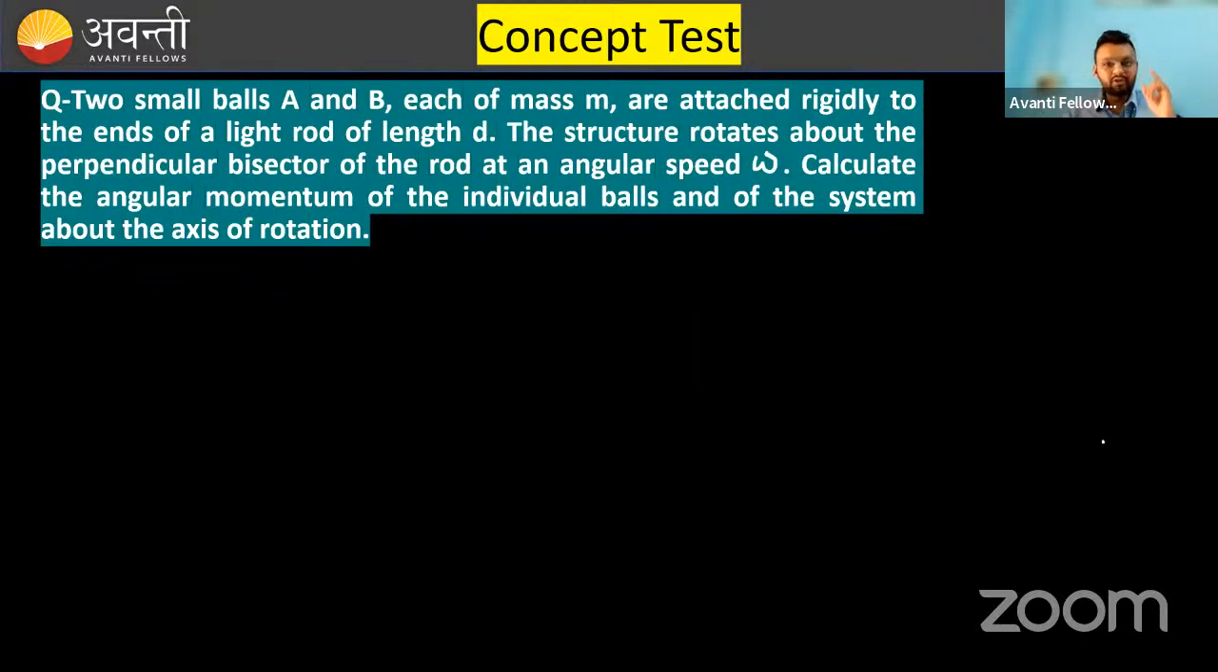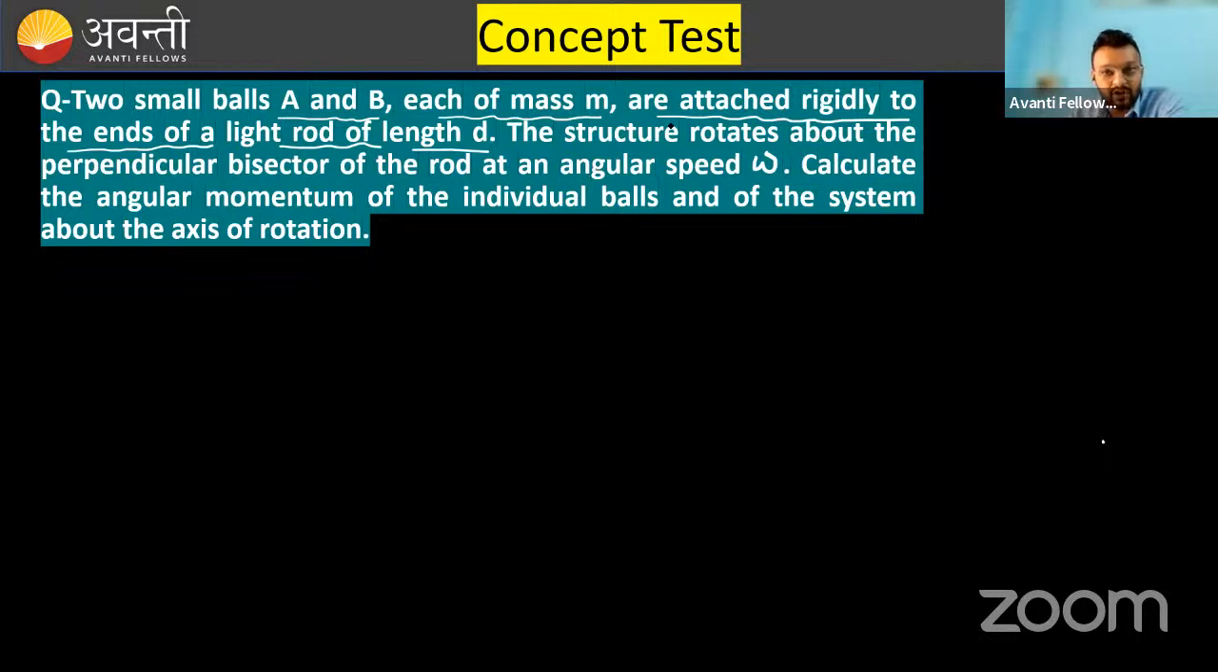So there is another question on your screen. This is a good question. Two small balls A and B. First of all, read the question along with me. A and B, each of mass m, are attached rigidly to the ends of a light rod of length d. Just stop here. Don't study the complete question at one go. Take a break. What you have studied, just draw a rough diagram of that situation.